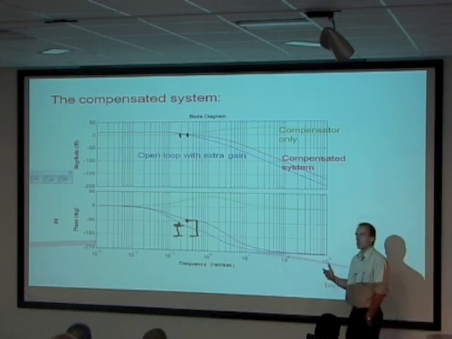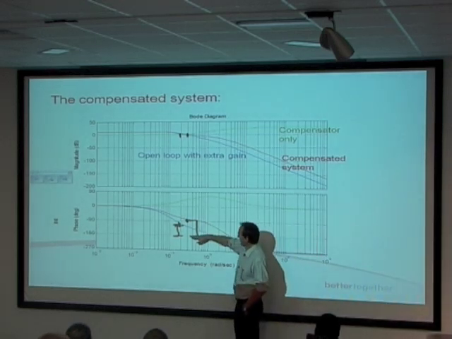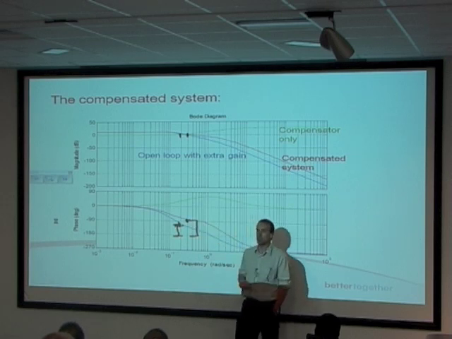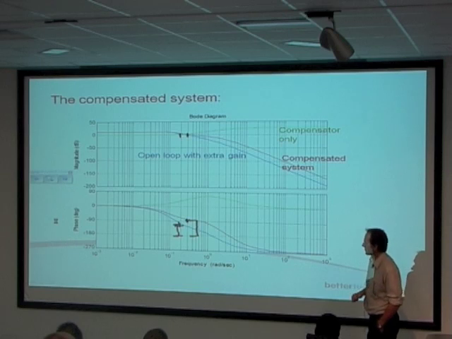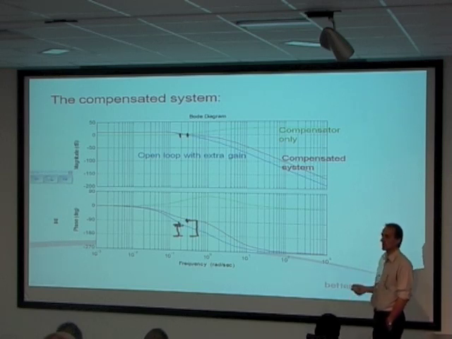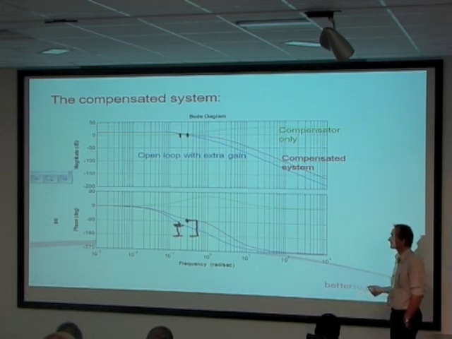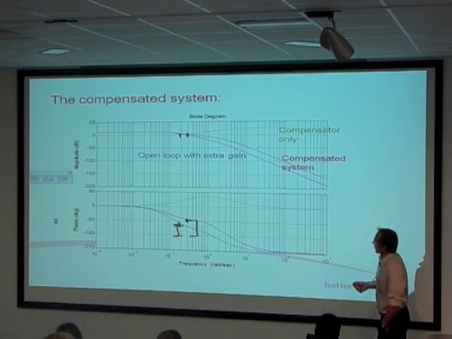Okay, so I'm now up to, well, it's actually over 90 degrees of phase margin, whereas it was 50 or 60. So I've got a much increased gain margin because of that. What's happened to the phase margin?